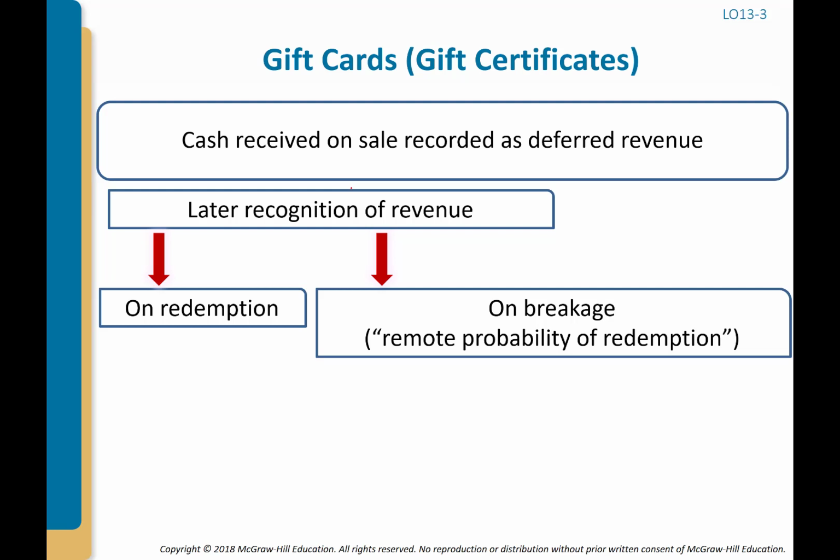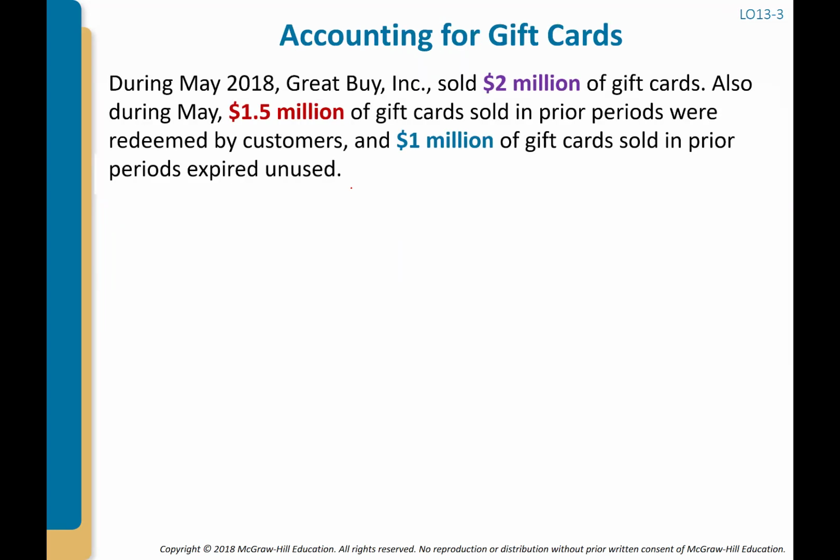But we have those that call it breakage. If they feel that somebody's not going to redeem it, then they'll go ahead and take the revenue for that. Okay? So we take a look at this Great Buy Inc. It sold $2 million of gift cards. Also in May, $1.5 million of gift cards sold in prior periods were redeemed by customers, and $1 million of gift cards sold in prior years had that breakage; they expired unused.